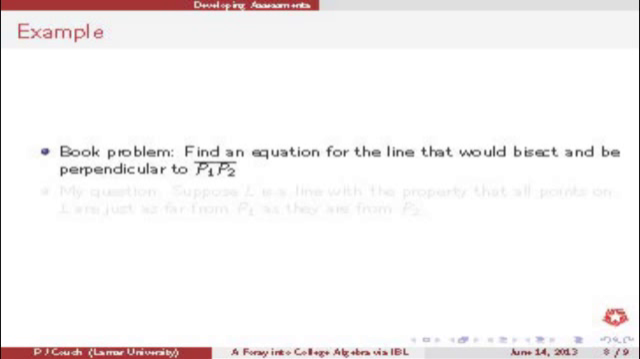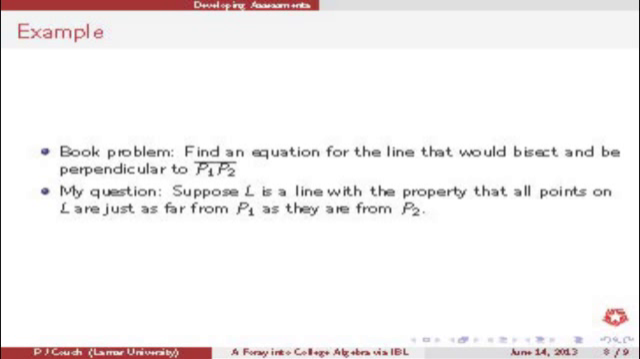What do I mean by that? Just for example, a book problem might be something like, find an equation for the line that would bisect and be perpendicular to some line segment connecting 2 points. Okay, and that's not a bad problem, and it's sort of deep for a book problem, I guess. But I might ask the problem instead, suppose L is a line that has the property where all points on the line are exactly the same distance from this point as they are from this point. And a lot of people, when they do this, the first thing they'll do is draw a picture, okay? And then they'll come to realize that this is a perpendicular bisector. So they get all the things they were going to get from the book problem, but they get a few additional insights and maybe help build their intuition that way.